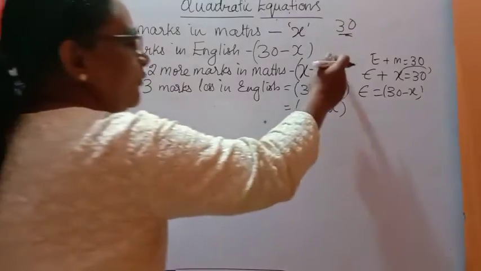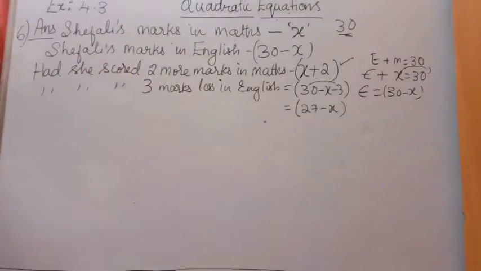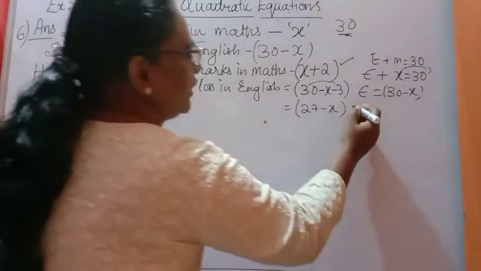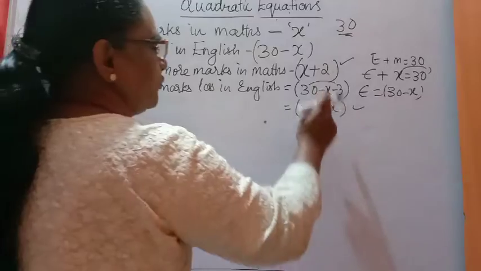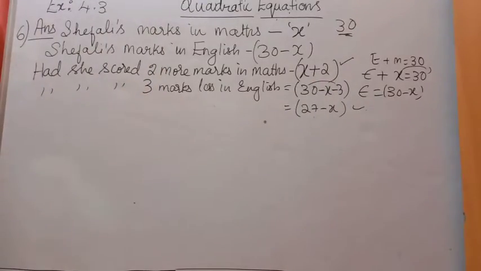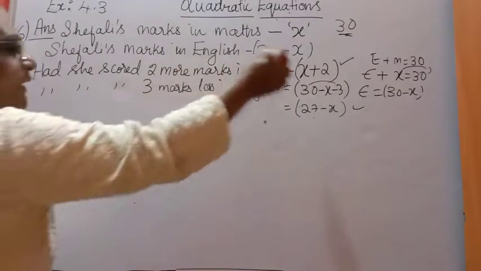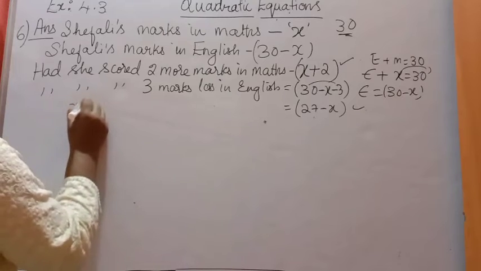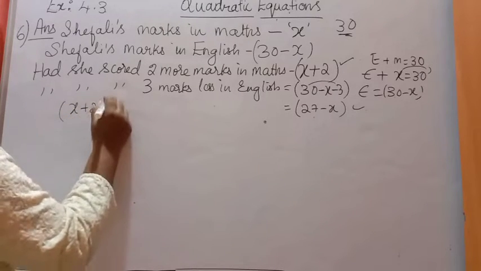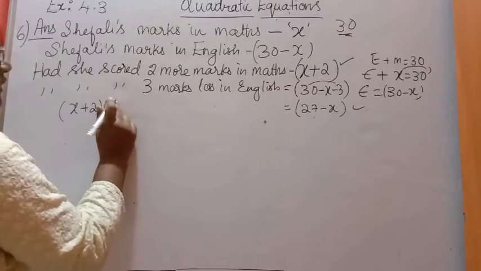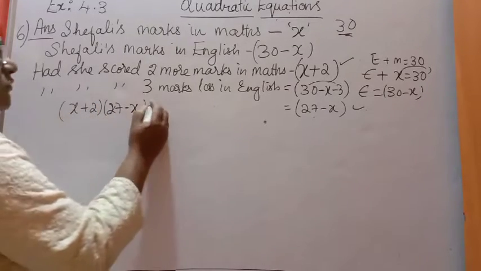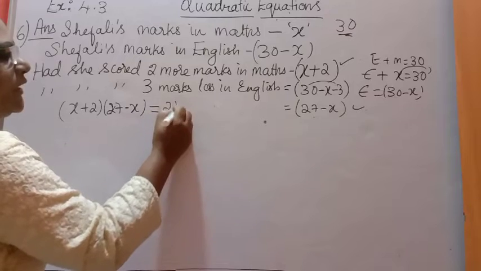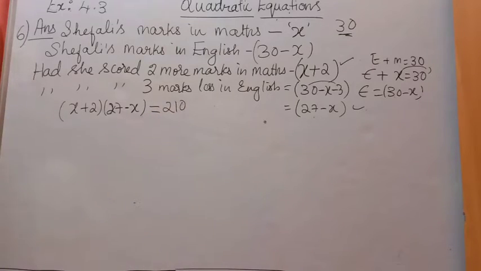After gaining 2 marks in maths, this will be her marks. After losing 3 marks in English, this will be her marks. So when you take the product of these two, that will be equal to 210. Let me take the product of these two: X plus 2 into 27 minus X. This is maths marks, this is English mark. If you take the product, you will get 210.